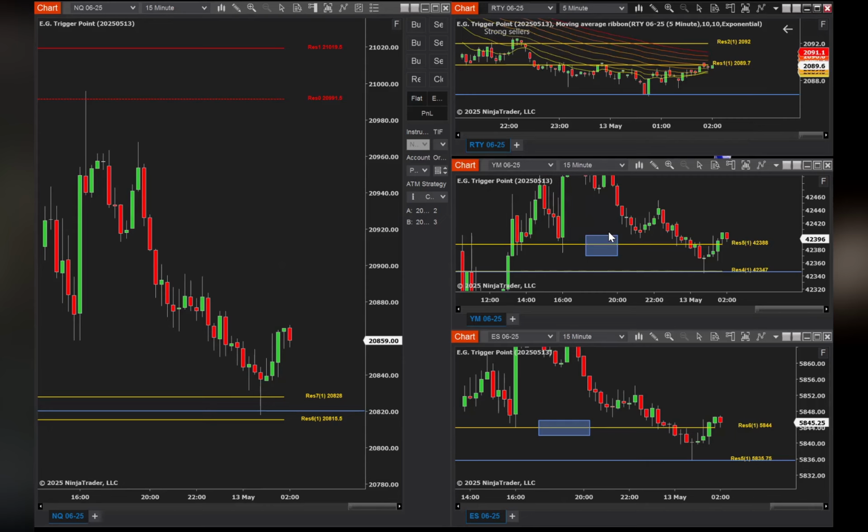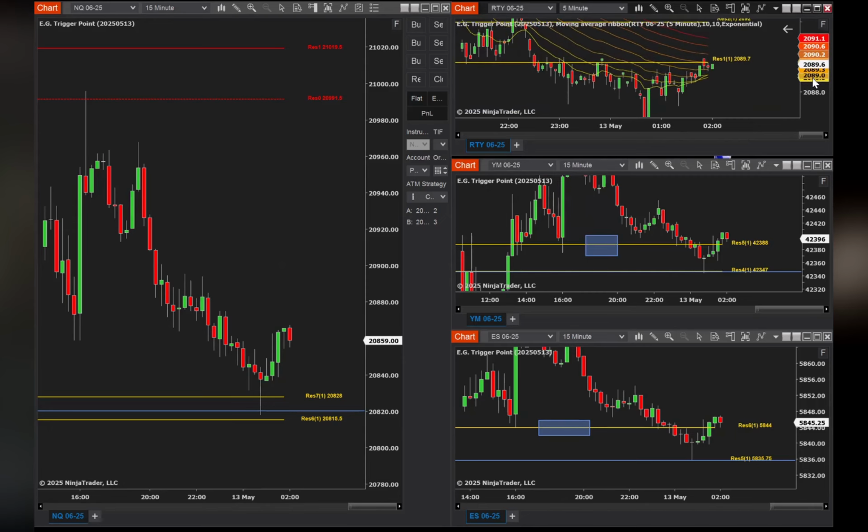Okay, yeah, this is the moving average, a type of moving average. At this point, RTY was below the lowest moving average line. When an instrument is below, traders often think that it's a downtrend and go short here. Why? Because RTY is below the lowest moving average line.